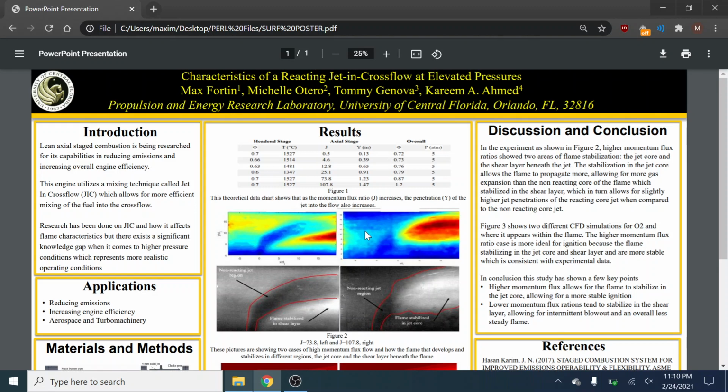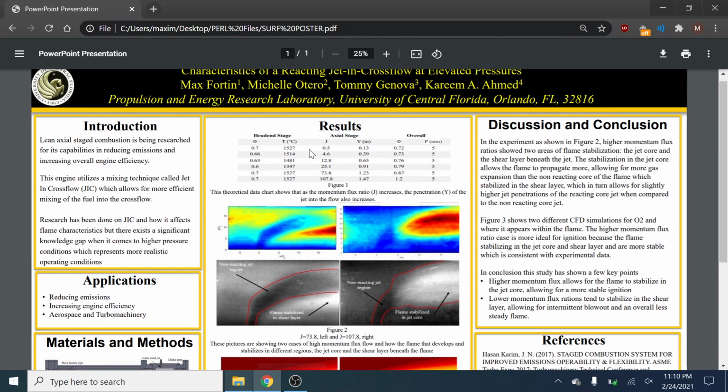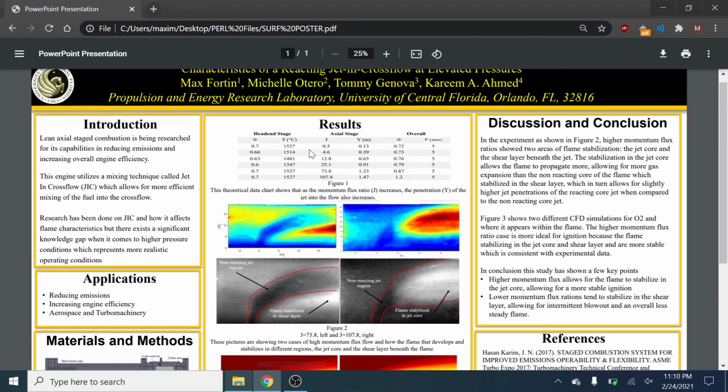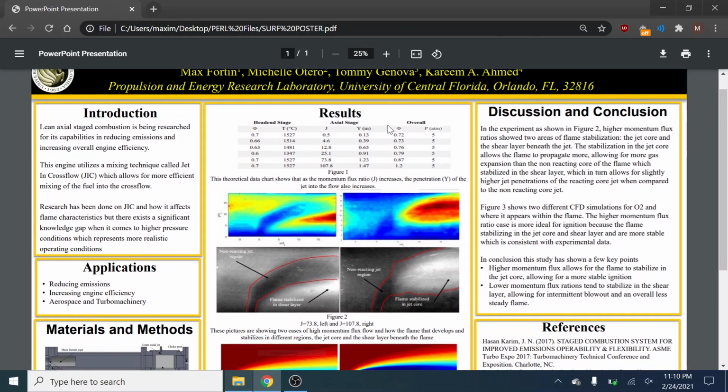So we were trying to find with this experiment how different jet penetrations into the test section, or how far the jet actually goes into the flow, relates to the momentum flux ratio. The momentum flux ratio is how much momentum the jet has in relation to the crossflow. As you can see, we tested at multiple different momentum flux ratios ranging from 0.5 to 107.8, and we found varying jet penetration distances from 0.13 to 1.47 inches.